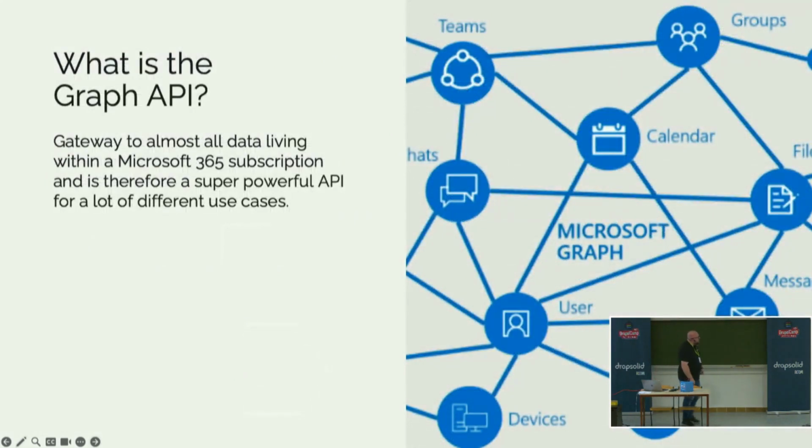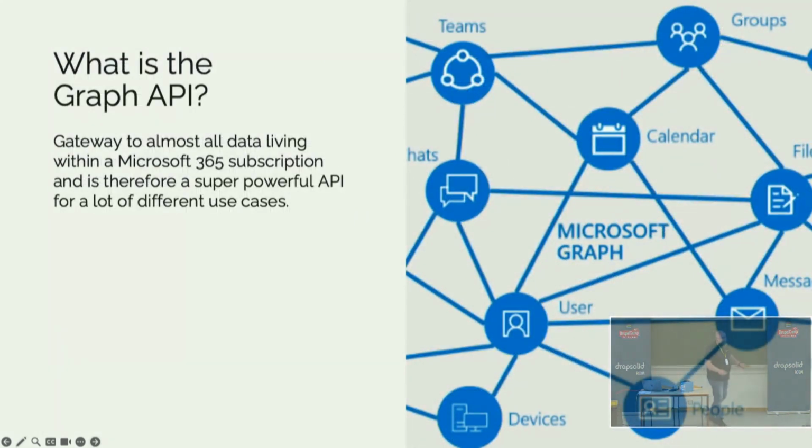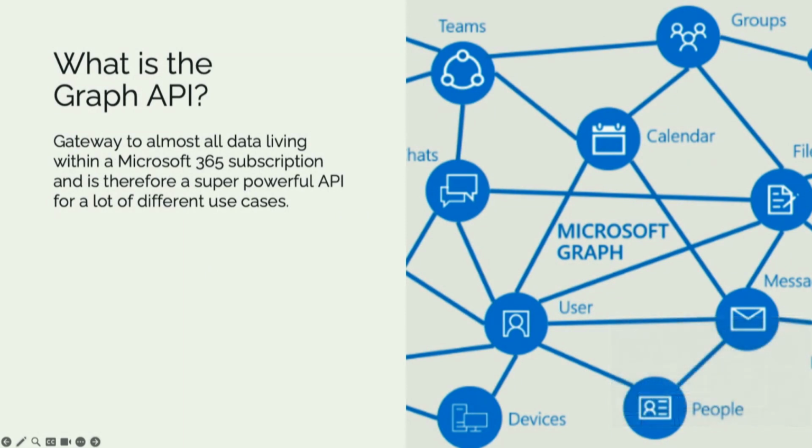And how do we do that? We use the Graph API that Microsoft gives us. The Graph API is super powerful because it's a gateway to almost all data living in the ecosystem that is Microsoft. And yeah, we can use it for a lot of cases that I'm going to show you.